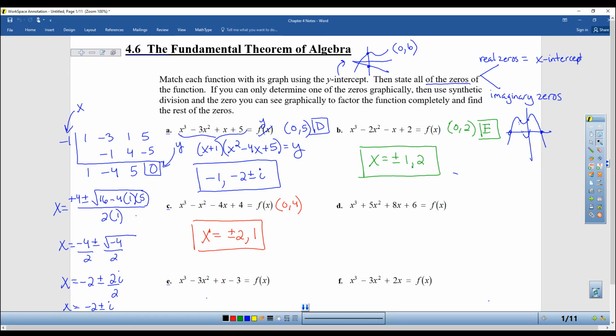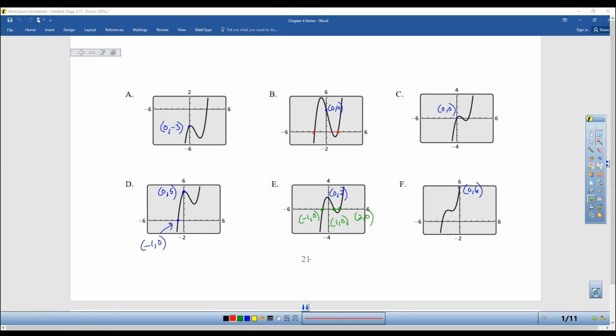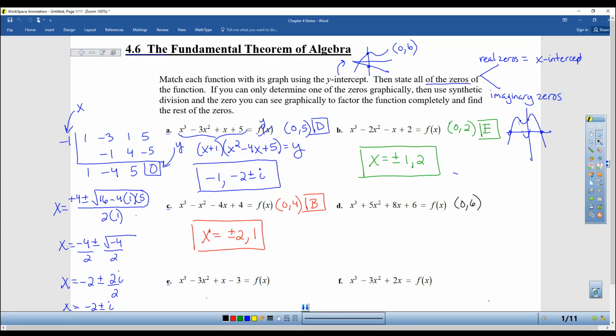Letter D. I plug in a 0. I find out that my y-intercept is (0, 6). By the way, I think that this was B. I don't think I wrote that one. Let me just go back and write that. Letter D. So I got to find the one with (0, 6), which is F. Only 1 zero. Okay, so at -3, there's going to be a zero, but the other ones are going to be imaginary because that dip didn't make it down. So I'm going to have to use that -3 in my synthetic.